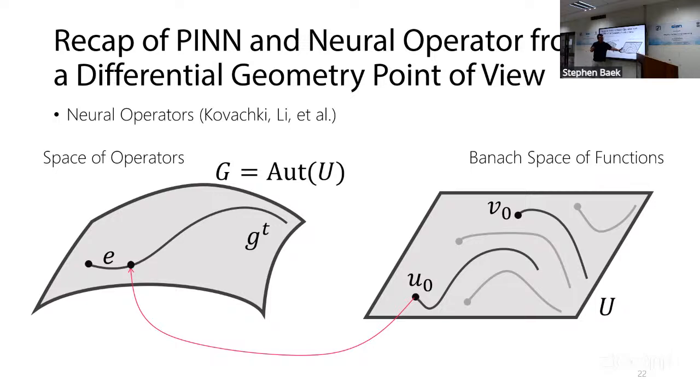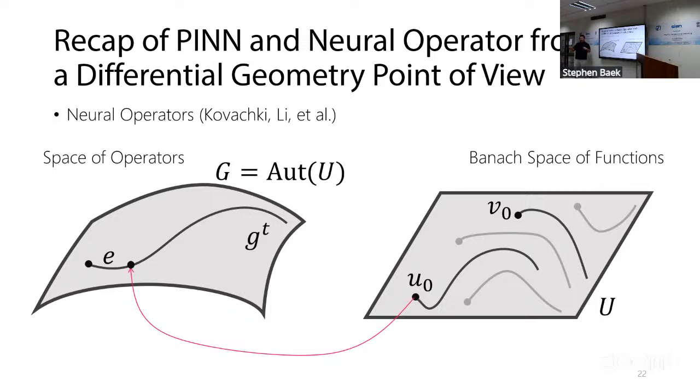So that's why we're representing that as a flat space. Whereas the space of operators is what's called the Lie group of operators. And the Lie group is actually a manifold or a curved space that has certain structures. So if you are doing any robotics research, you probably heard the term Lie group, SO3, those kinds of things. Space of operators is also a Lie group.